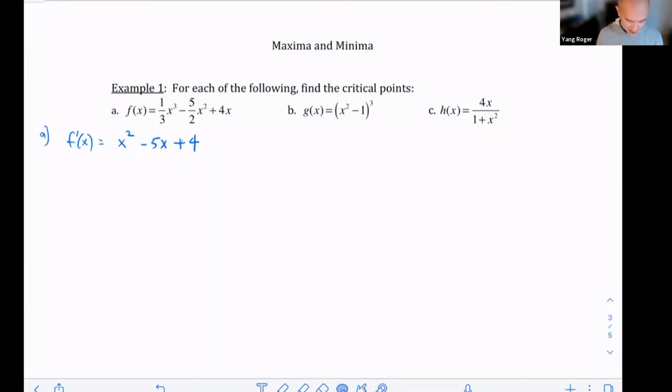Now that I have this first derivative, if I want to find the critical points, I need to set it equal to 0. And I need to factor, right? So if I factor this, this would be x minus 4, x minus 1. My habit is if I'm looking for critical values, I'll call the critical value c. So I'll do something like this. And then this tells me that c is equal to 1 and c is equal to 4. So in this case, we have two critical values. Does that make sense? Are there any questions?